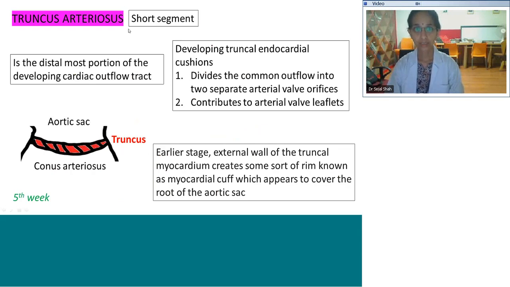Now we come down to the truncus arteriosus in detail. So we understand what is truncus arteriosus. It's a connection between the aortic sac and the conus arteriosus, and this starts by the 5th week of gestation. The truncus arteriosus is the distalmost part of the developing cardiac outflow tract.